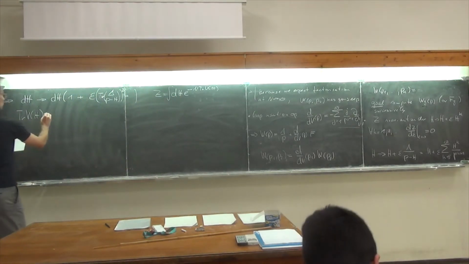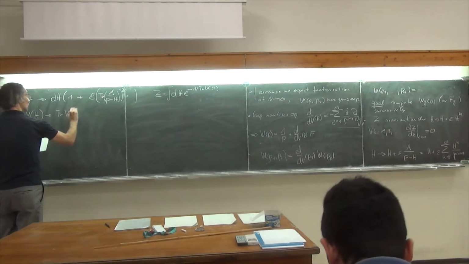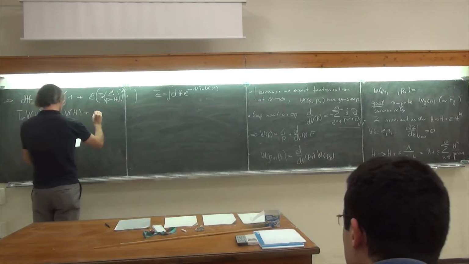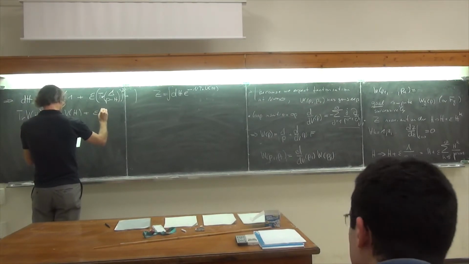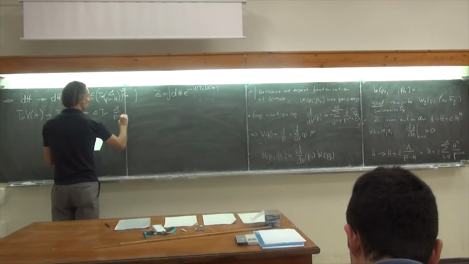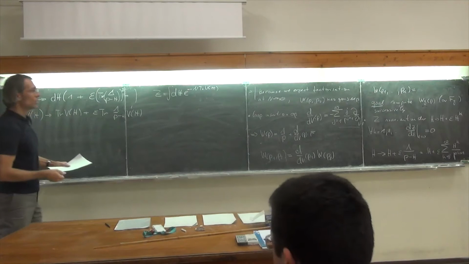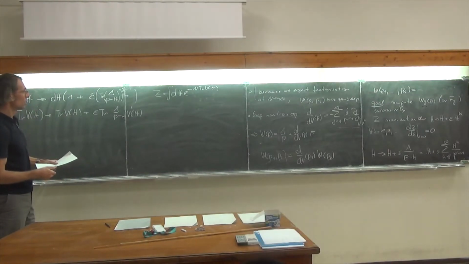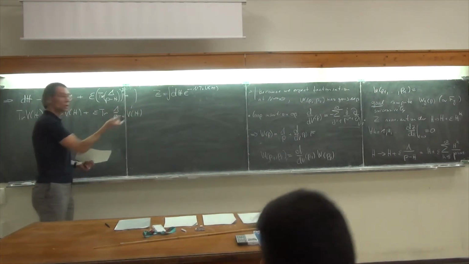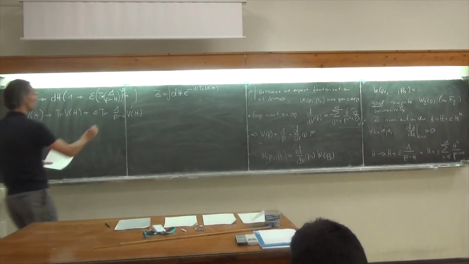So this will change to trace V of H plus epsilon trace 1 over p minus H V prime of H, and V prime is just, well, I think it's clear, no? I mean, you just differentiate like a polynomial, okay, and then you put in an argument, which is a matrix.